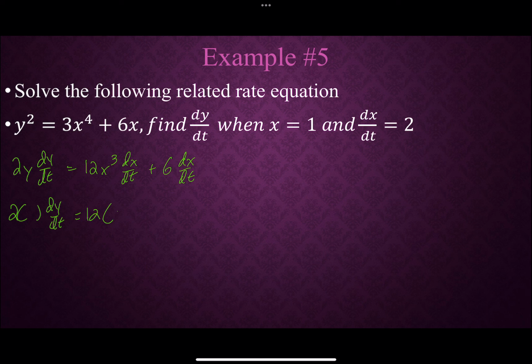We've got to fill in for x. We've got to fill in for dx/dt. And you'll notice there is no y value to fill in. We don't know it. So you might be thinking, well, we're kind of stuck then. But as will happen a lot of times with these kinds of questions, we have the original scenario. So if we plug x into the original scenario, y squared is going to equal 3 times 1 to the fourth plus 6 times 1, which is going to give us a value of 9 for y squared. So y is plus or minus 3.